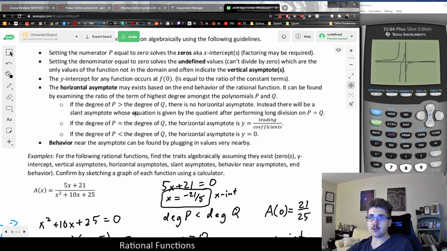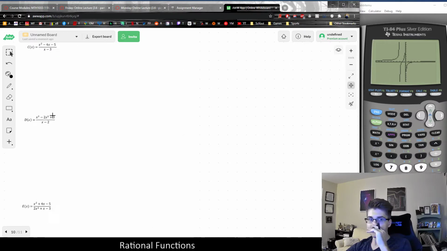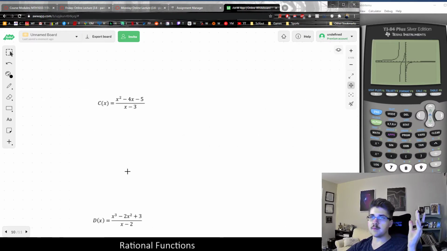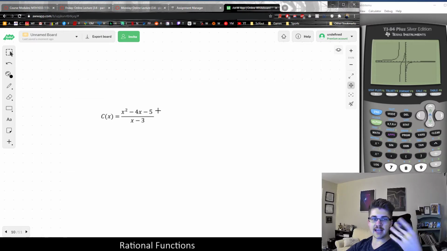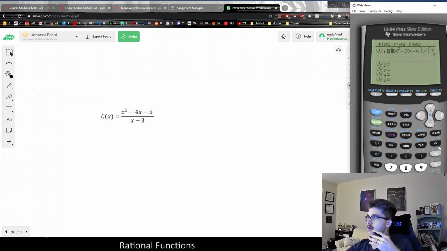It says instead there will be what we call a slant asymptote, whose equation is given by the quotient after performing long division of p over q. And so if you're like, what the heck are you talking about? What do you mean? Let's look at c of x and kind of dive into it. And let's actually start with the graph this time, which is always the easiest, fastest way to try to understand the behavior of any function.